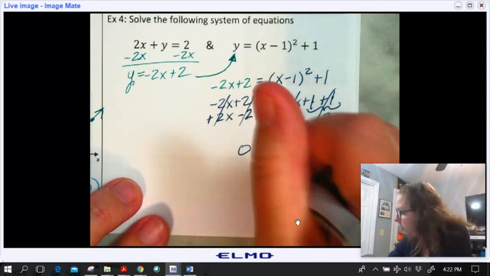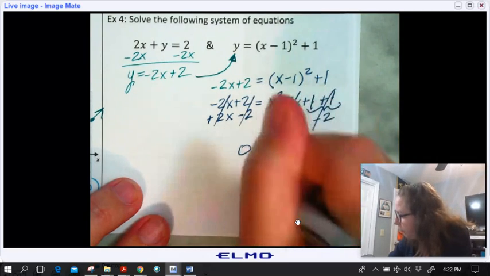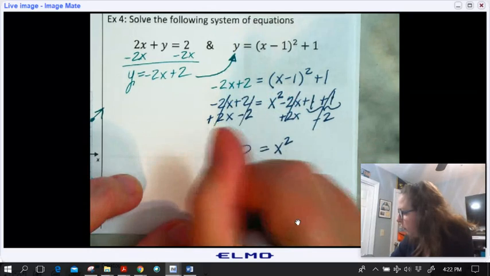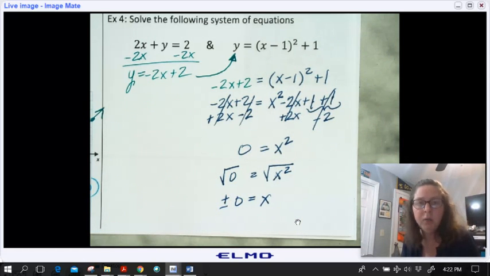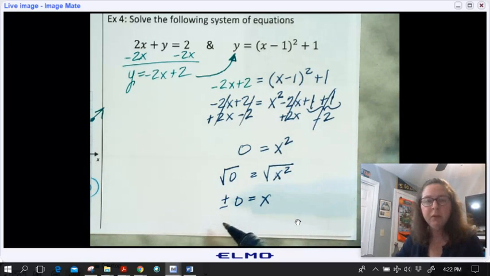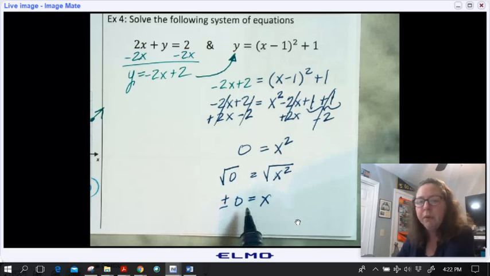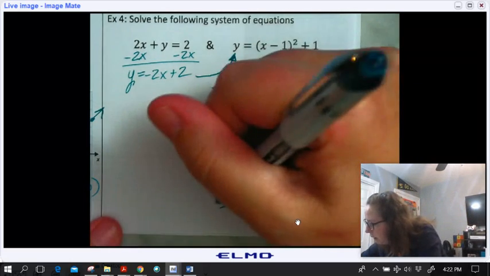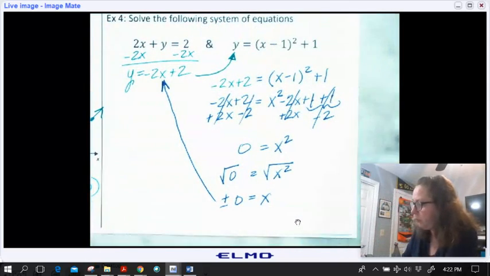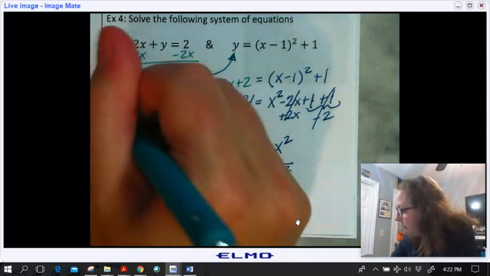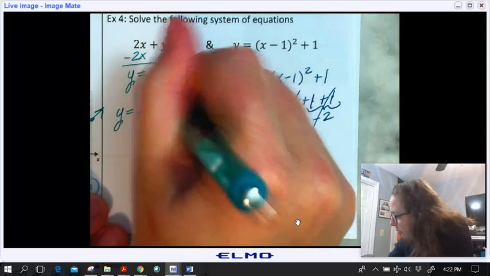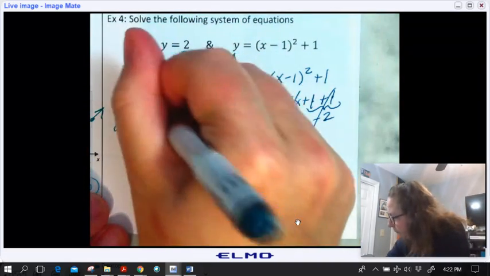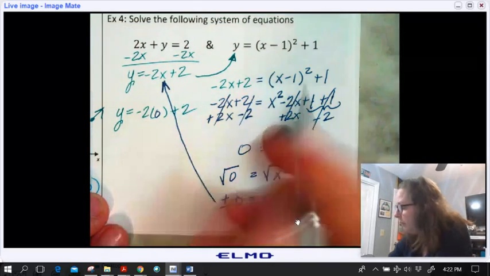Well, I have an x squared, so let's go ahead and take my square root of both sides. So I get plus or minus 0 is what my x value is. So in the case of a 0, we don't actually need to worry about the plus or minus. We're only going to end up with one solution for this. Okay. So now I know that the x value is 0. Here's what I'm going to do. I'm going to just plug this in right here. So now I have, and I need to solve for the y. What is the y value going to be? Negative 2 times 0 plus 2. And so negative 2 times 0 is just 0.